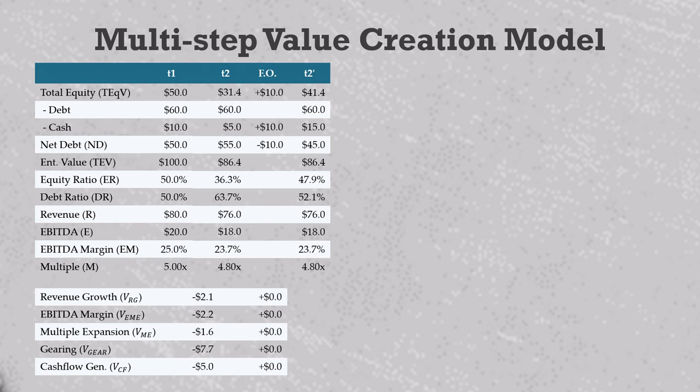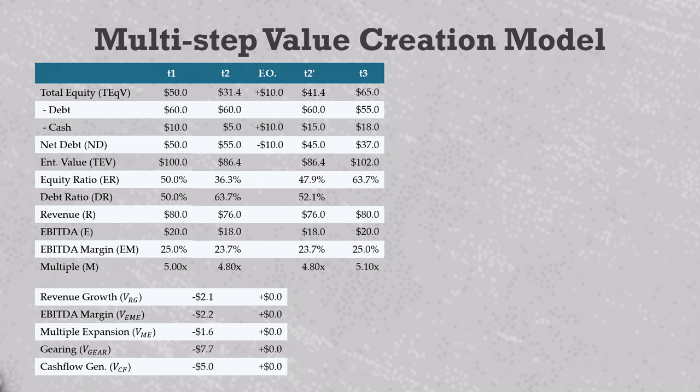Let's say that this company rebounds a bit. EBITDA and revenue return to 80 and 20. The valuation multiple goes up to 5.1, which makes the enterprise valuation 102. The company pays down 5 of debt and adds 3 of cash to the balance sheet, so net debt goes to 37. This takes total equity to 65 and provides the following capital structure ratios. Equity value creation from this step is 23.6, the difference between 41.4 and 65. And using the math that we showed before, it's made up of the following value drivers.